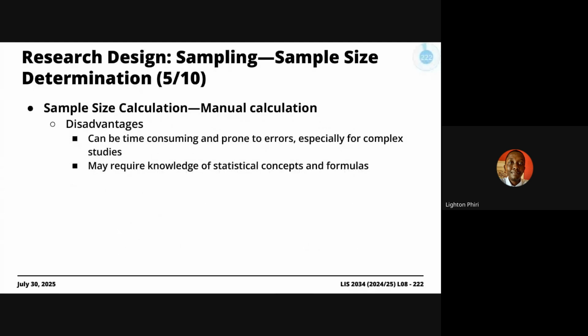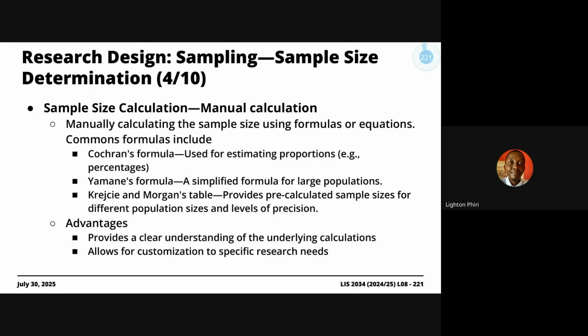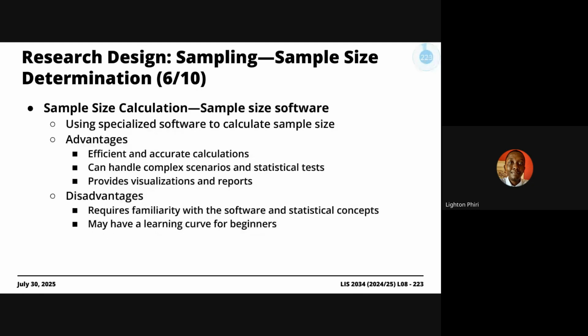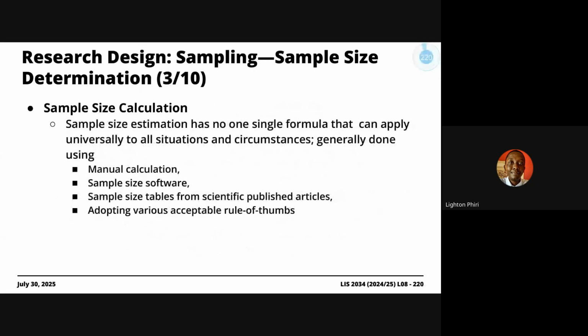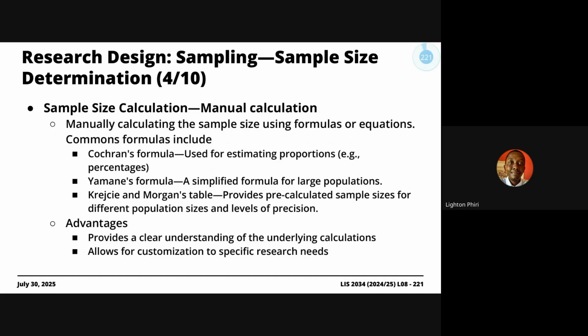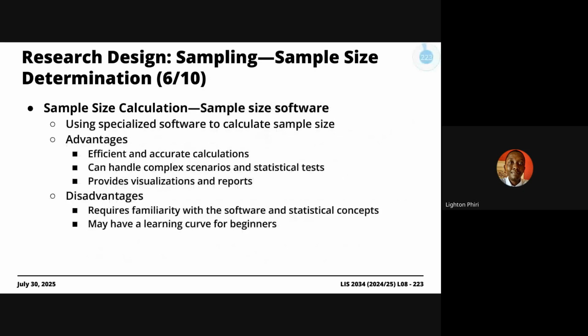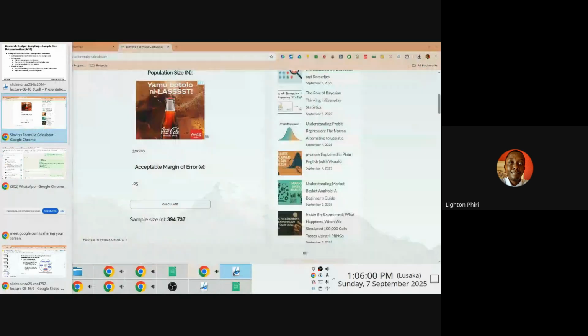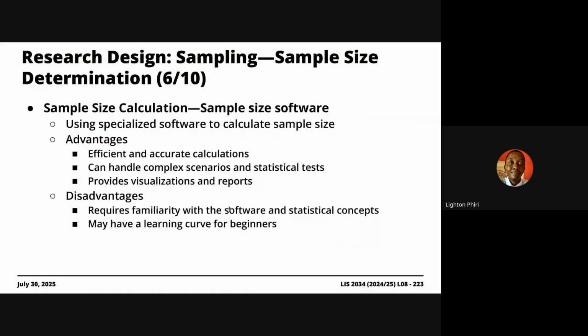Just to mention here that sometimes the manual calculation can be time consuming and prone to errors, especially for complex studies. It may require knowledge of statistical components and formulas as well. Anyways, so this is the manual process. There are tools, and I was getting ahead of myself. What I was saying is there are formulas. You can do this manually if you have the formula, or alternatively, you can use software, a software tool to do a computation for you.